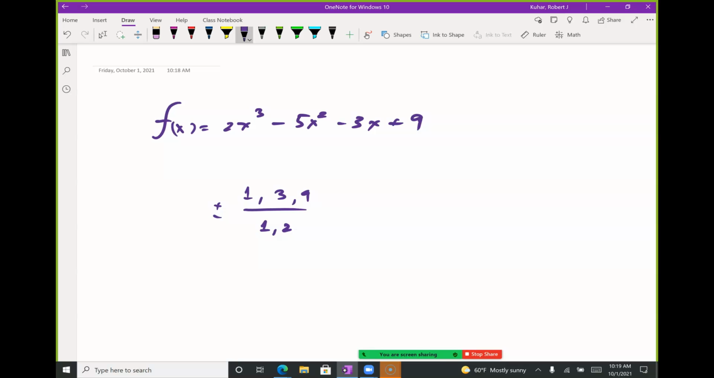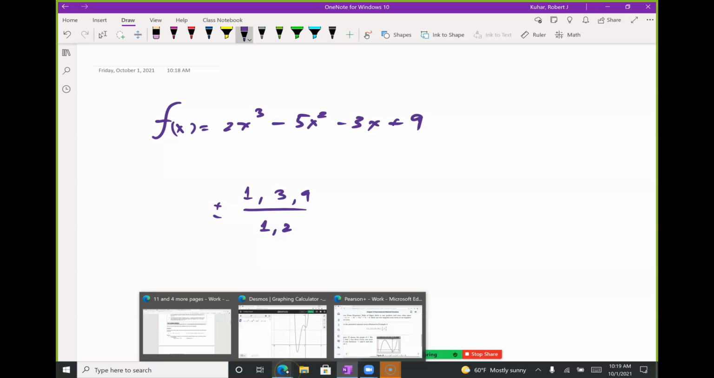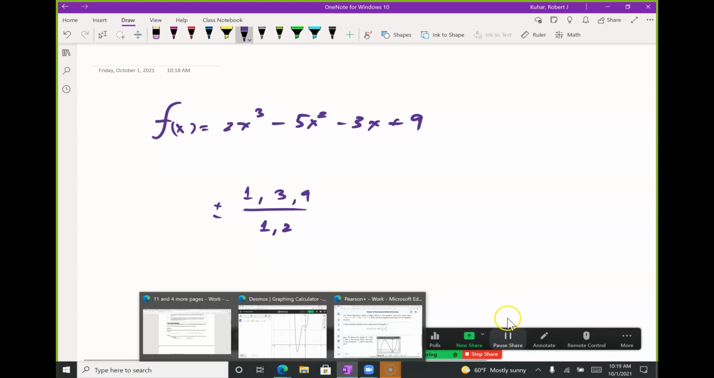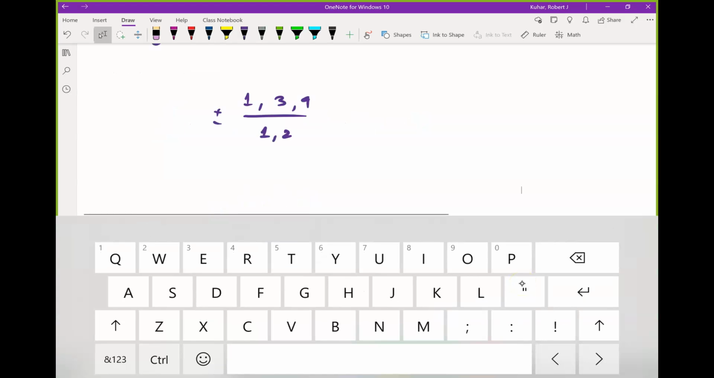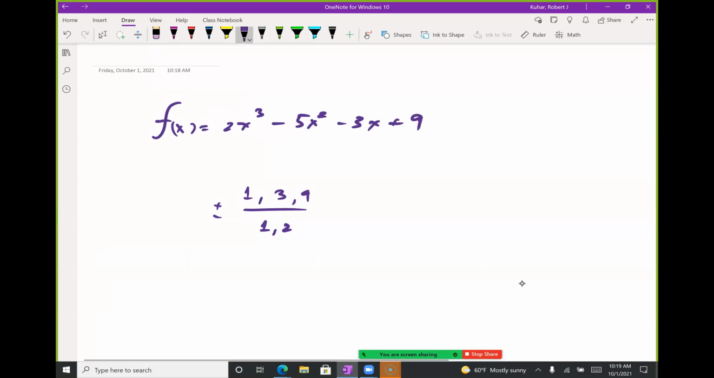So I want to graph this because that's how I'm asking you to do the problem. And then I'm looking for, what am I looking for? I'm looking for where I'm going to do my synthetic, and it's going to come from what? Plus or minus 1, plus or minus 3.